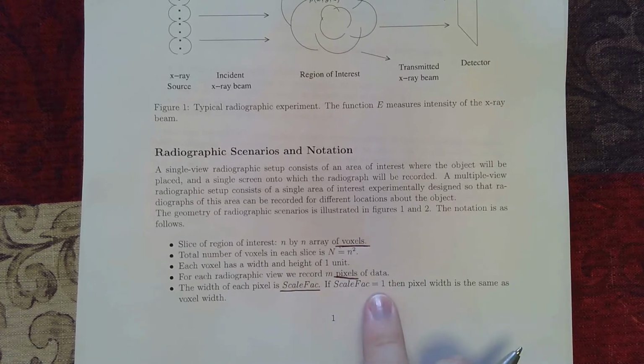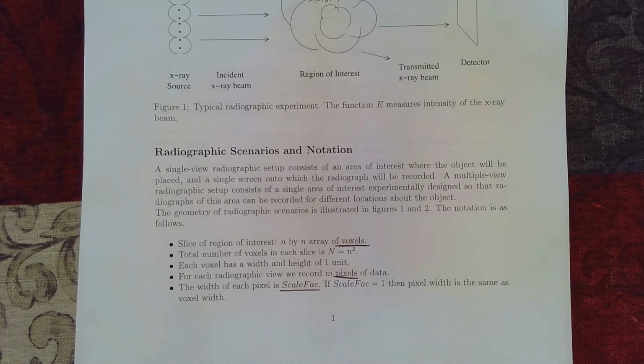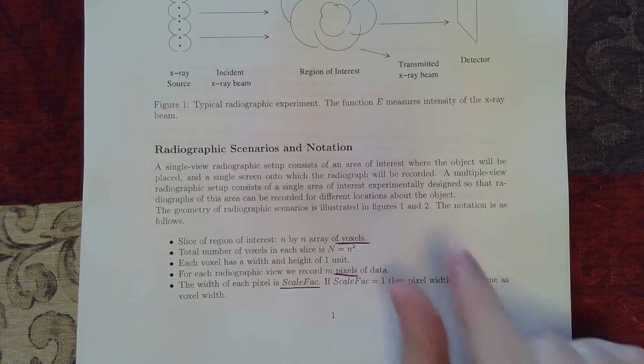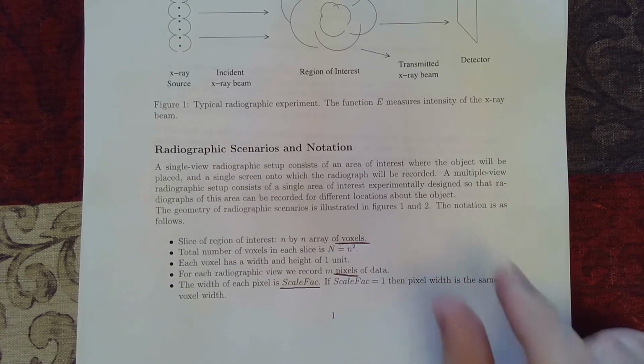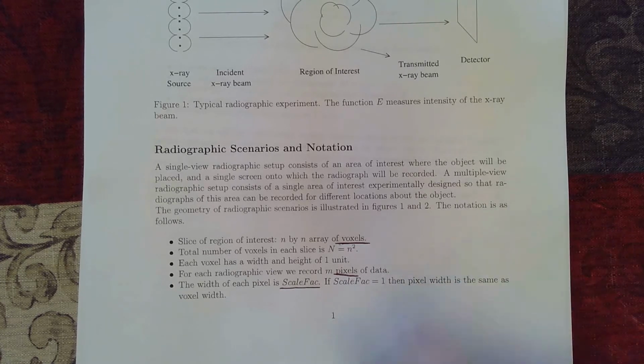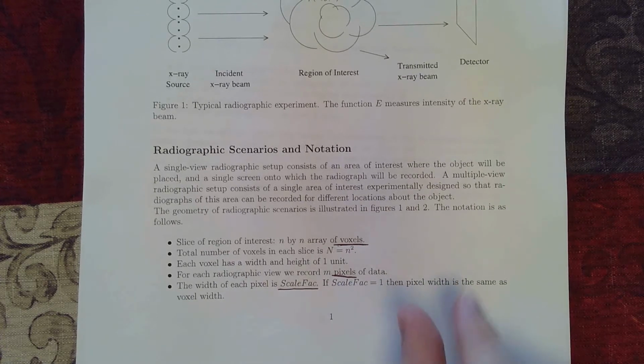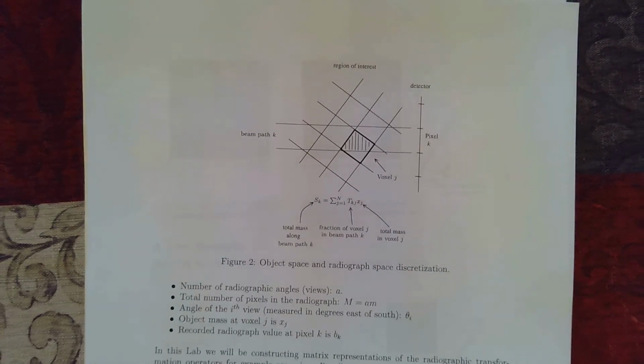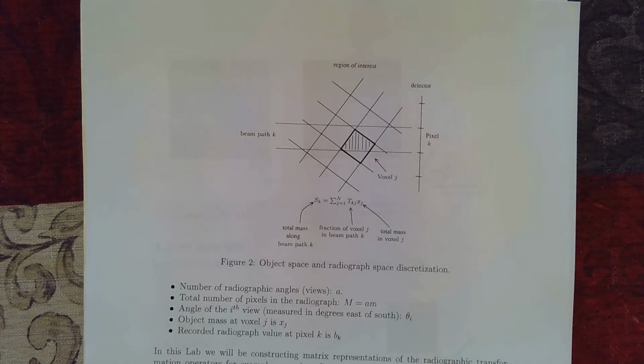If scale fact is equal to 1, then the width of the pixel is the same as the width of the voxel. In other words, these square areas that we're looking at in the slice of the region of interest, or the part of the brain, will have the same width as the pixel if the scale fact is 1. We're often not going to have to worry too much about scale fact, though, except for one example.